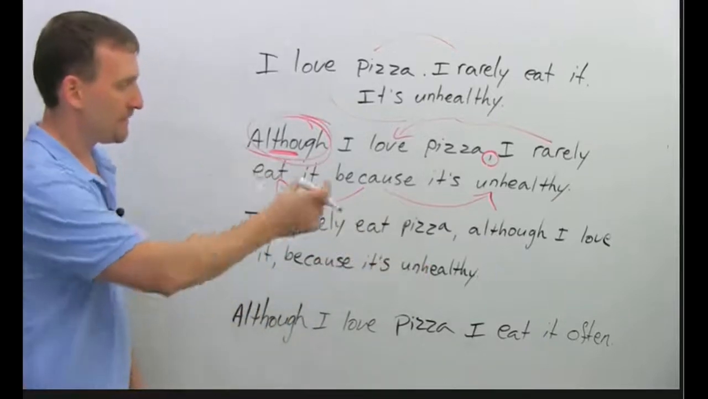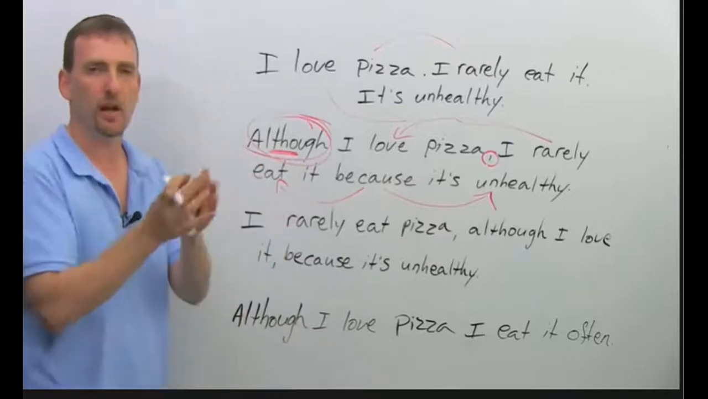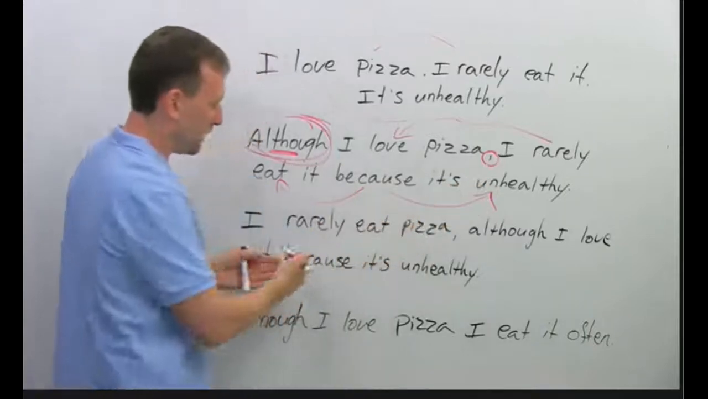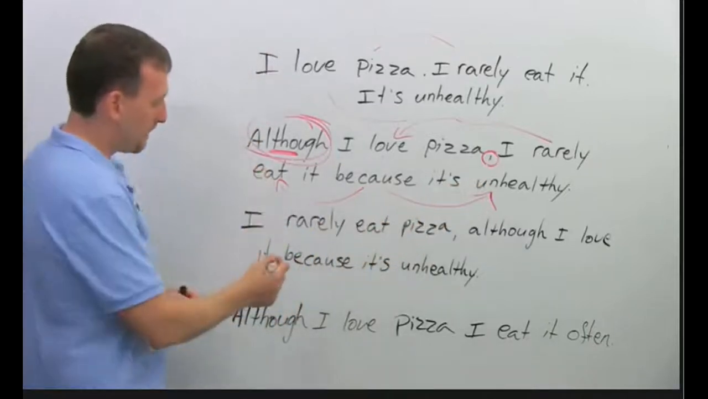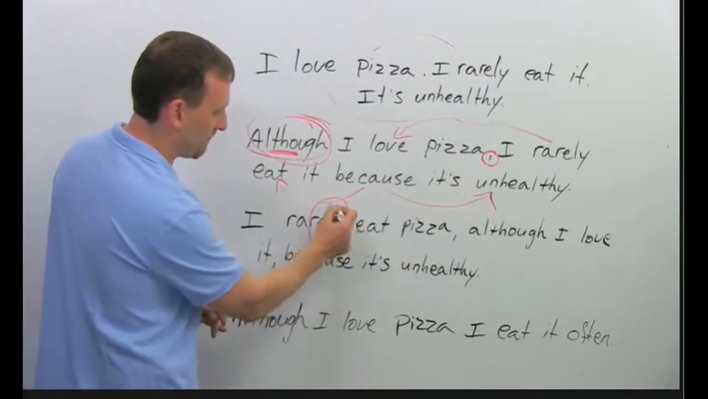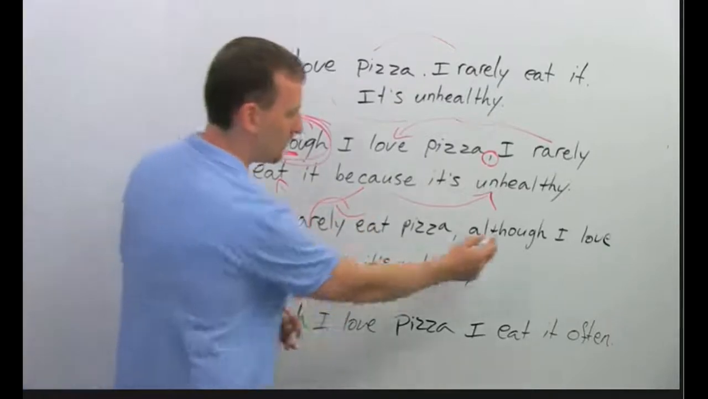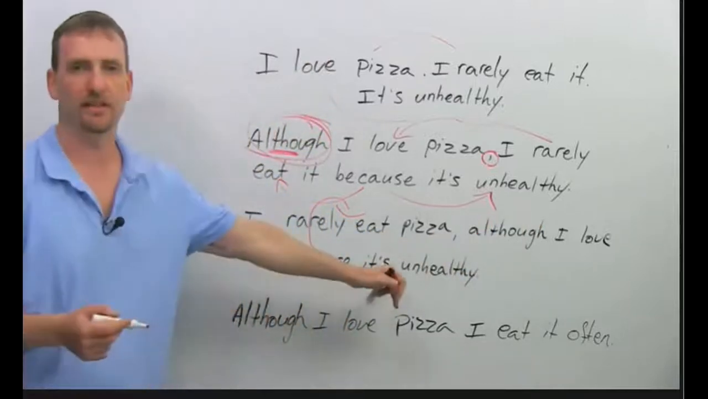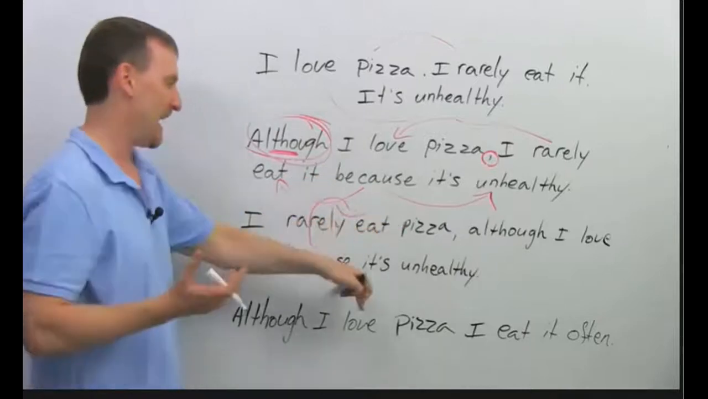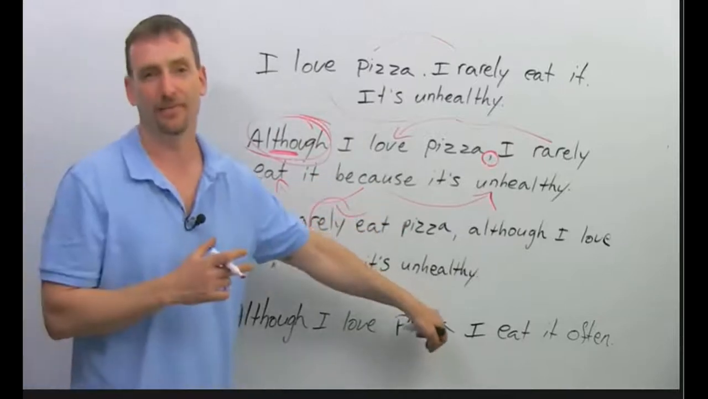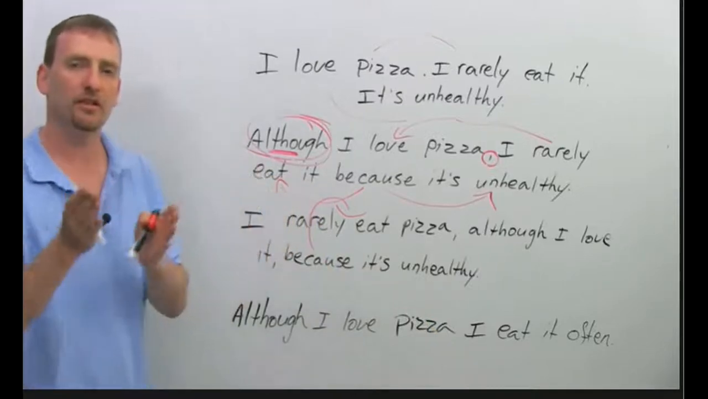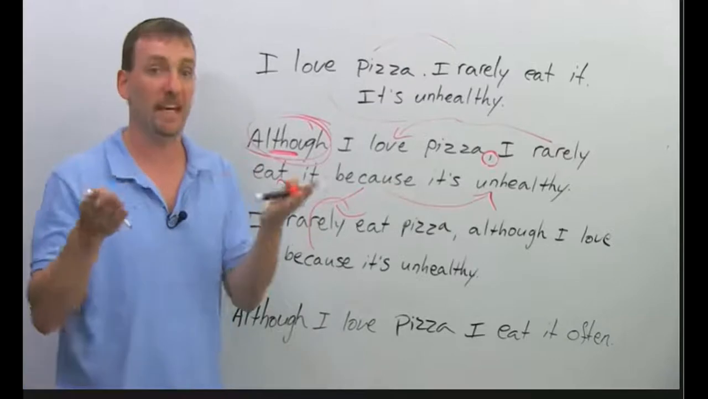Why? Because sometimes you want to place your clauses in a relationship that makes sense. I rarely eat pizza, although I love it. Okay, no problem. But if I put because it's unhealthy, now the because is about the rarely eat, not about the I love it. I don't love it because it's unhealthy. I love it because it's delicious. I don't eat it because it's unhealthy. So you have to be very careful about positioning your adverb clauses. Make sure that the relationship makes sense.